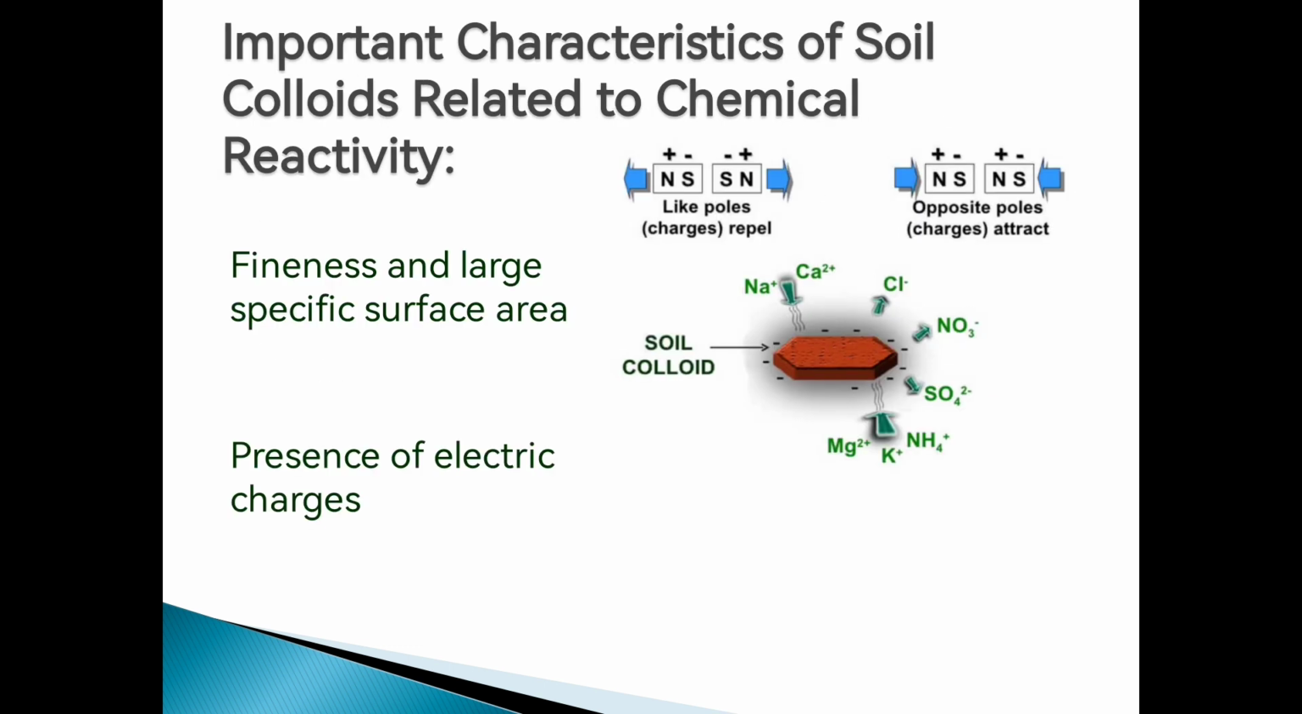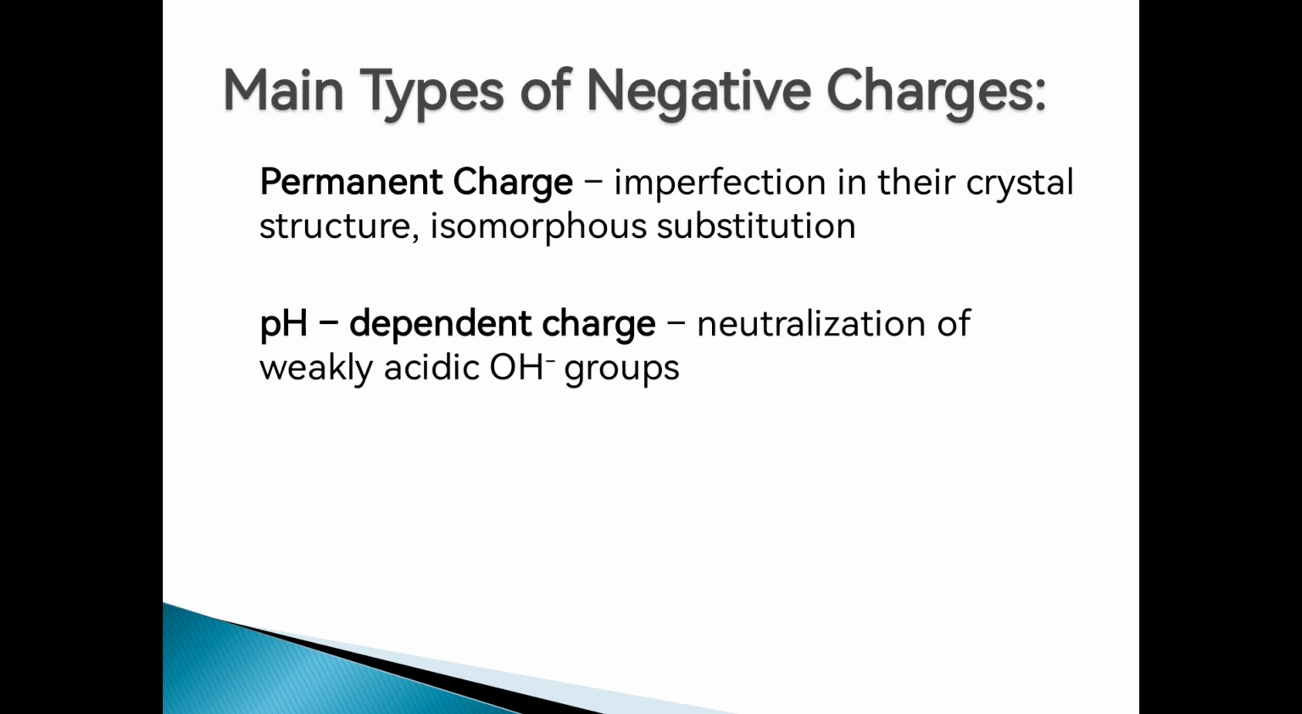Imagine this is your soil and you have a lot of negative charges, which is not ideal. Since your soil colloid is negative, sodium can be attracted to the soil colloid. Calcium can also be attracted to the soil colloid. Magnesium, potassium, and ammonium can be attracted to the soil. But take note that, for example, chloride, nitrate, and sulfate, which are negative charges, can be repelled by the soil colloids.